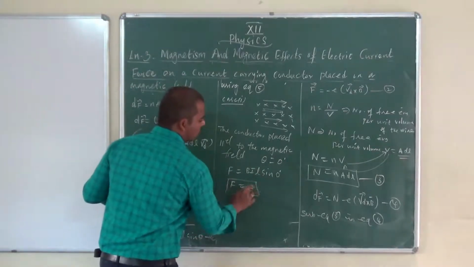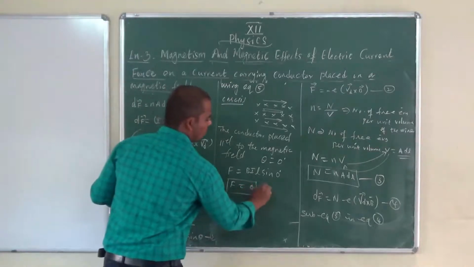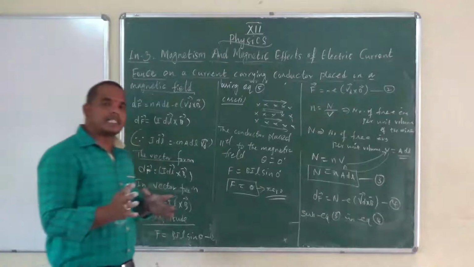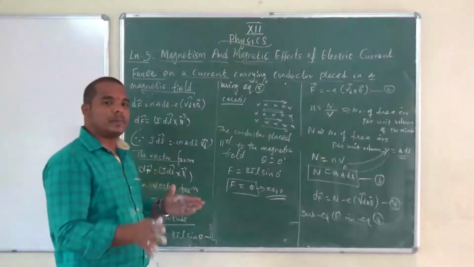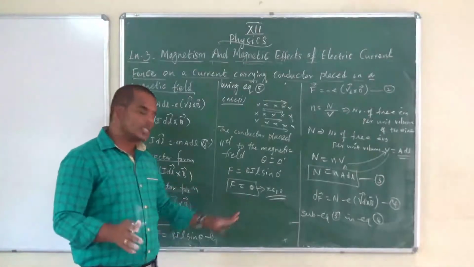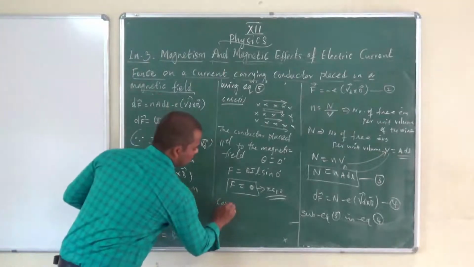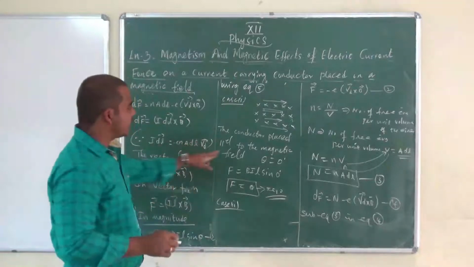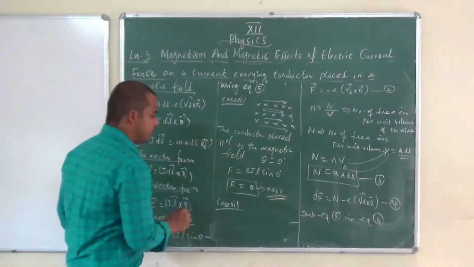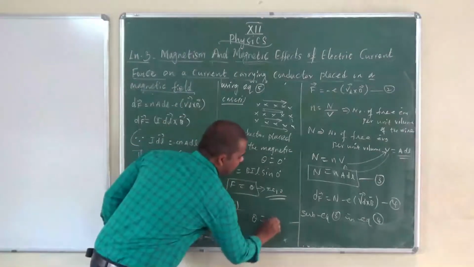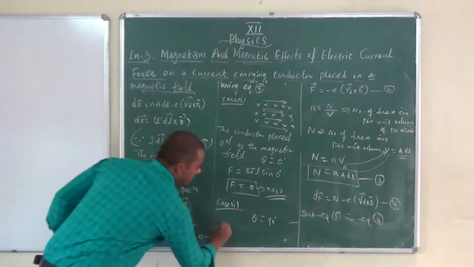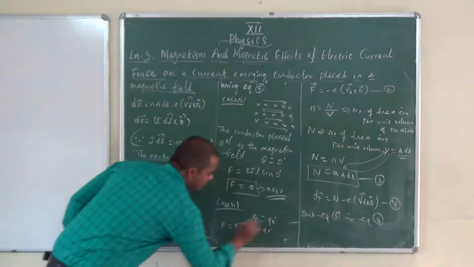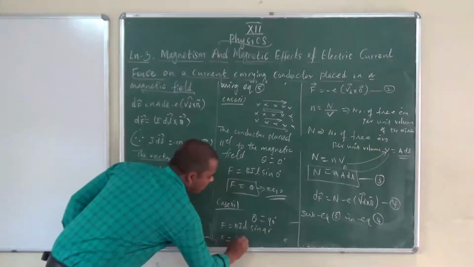So what is the force? The force should be 0. Important one mark question: when the conductor is placed parallel to the magnetic field, what is the force? 0. In case 2, just the opposite, when the conductor is placed perpendicular to the magnetic field, theta is equal to 90 degree. So F is equal to BIL sin 90. Sin 90 is 1, so F is equal to BIL.